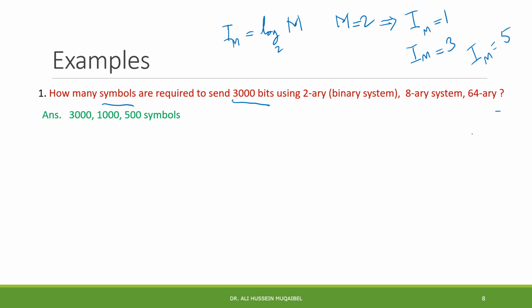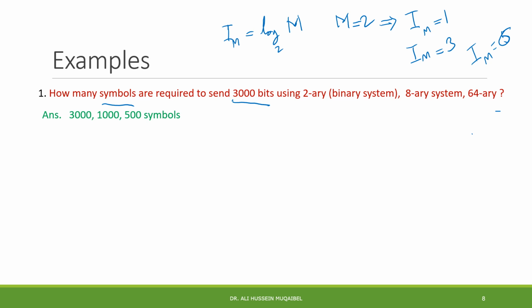You take this number and you divide by Im. So 3000 by 1, we get 3000. 3000 by 3, because this is what relates the symbols to the bits, we get 1000, and finally we get, for 64, Im is 6.